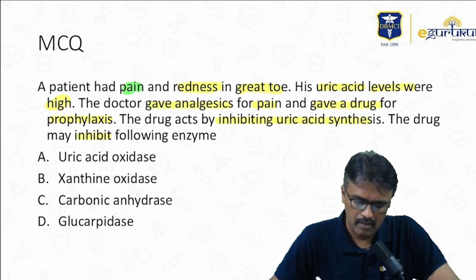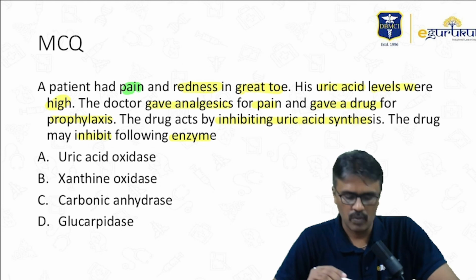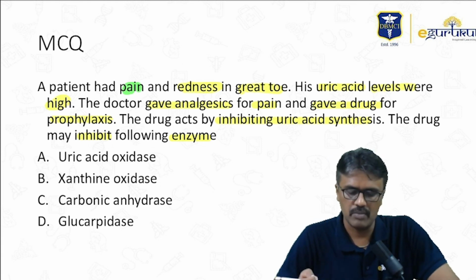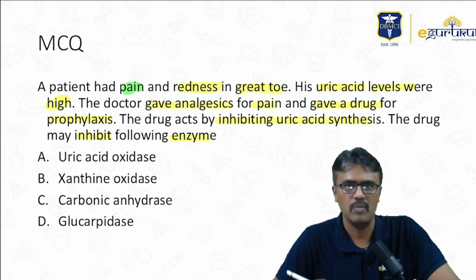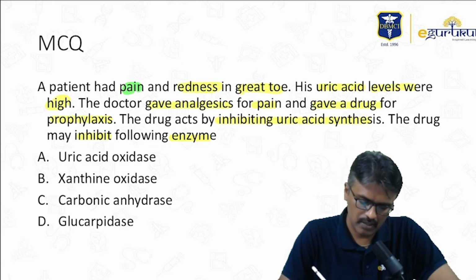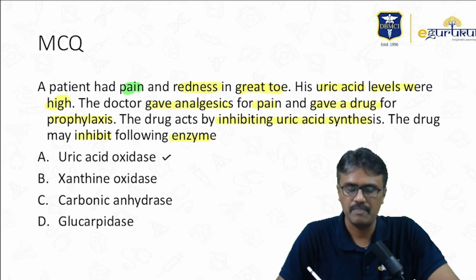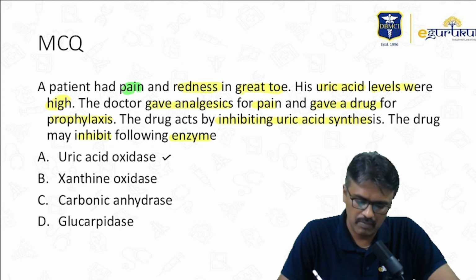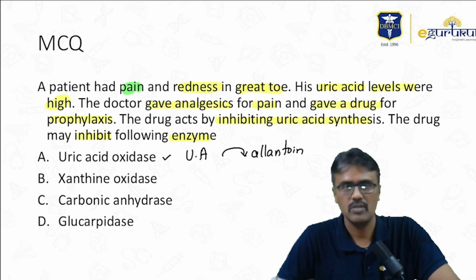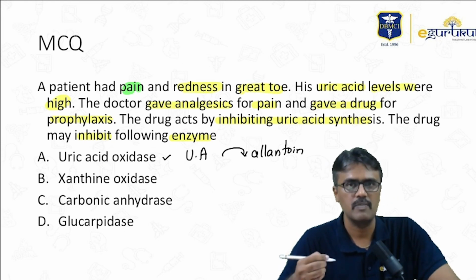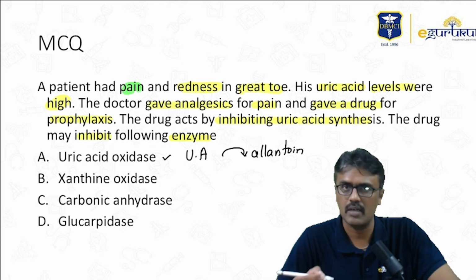The drug acts by inhibiting uric acid synthesis. The drug may inhibit the following enzyme. So what is the drug used in gout which inhibits uric acid synthesis? You know that there is an enzyme called xanthine oxidase, and that is inhibited by allopurinol and one more is febuxostat. Now, uric acid oxidase is not inhibited. Uric acid oxidase is an enzyme which converts uric acid into allantoin, and allantoin is water soluble. Humans don't have this uric acid oxidase, so we have two enzyme preparations, that is pegloticase and rasburicase. So these are trending questions.